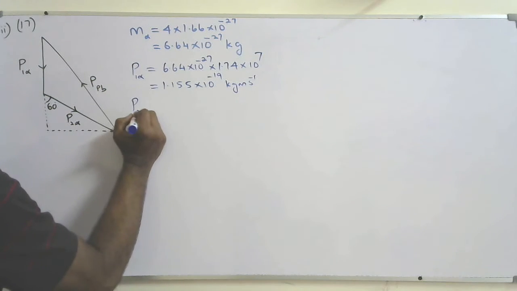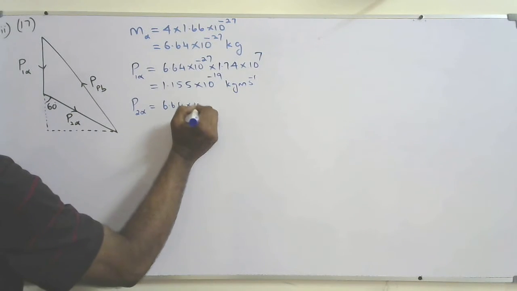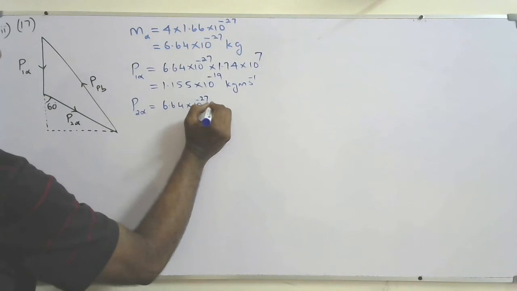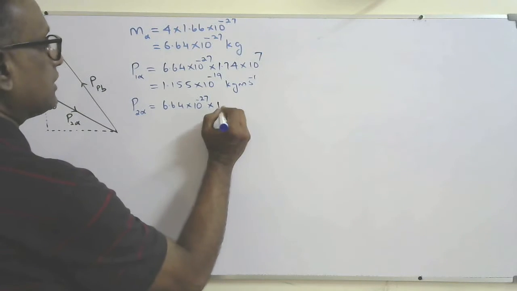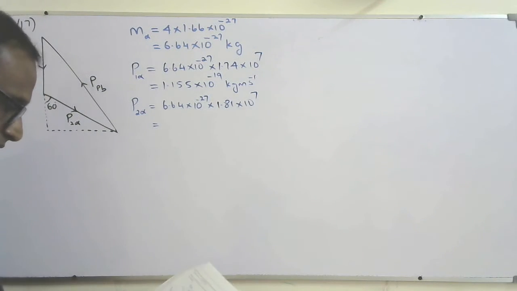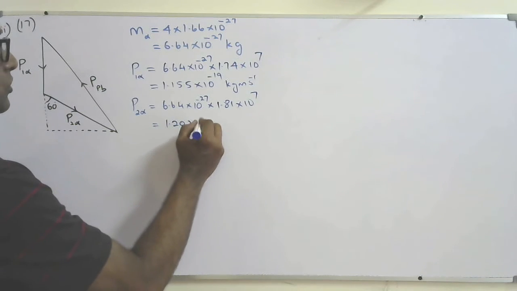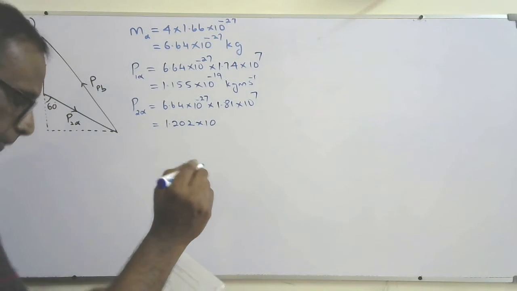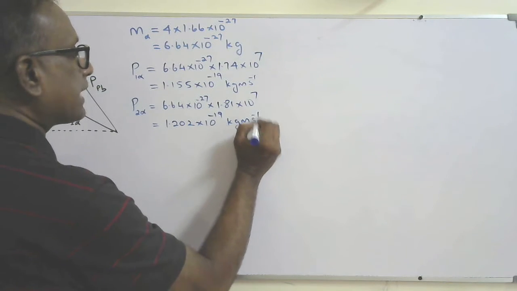In the same way, momentum of the second alpha is equal to mass of the alpha, 6.64 × 10^-27, times the speed of the second alpha, which is emitted by the polonium, given as 1.81 × 10^7. So that will be 1.202 × 10^-19 kilogram meter per second.